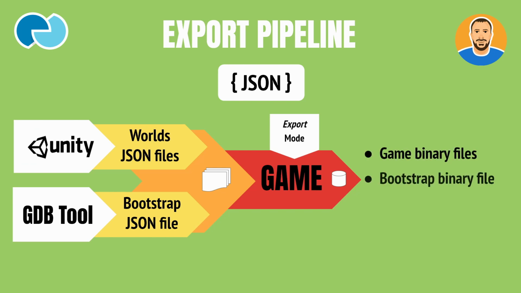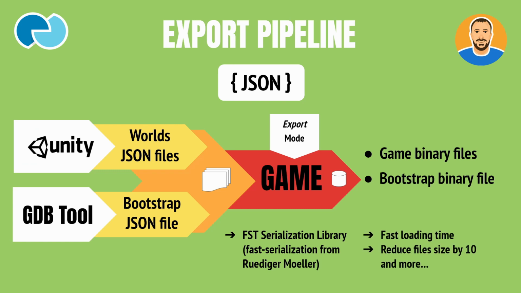a binary format. The binarization operation is done thanks to the serialization library called FST from Rüdiger Müller. The advantage of this process is that it generates small game data files which are also very fast to load. Finally, the game assets are packed through the standard Libgdx flow. This concludes the overview of the export pipeline section.